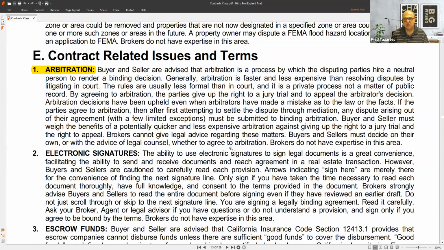Arbitration. Arbitration is part of the contract. Mediation is optional. Arbitration basically is a step before you go to court. You're in front of an arbitrator. You both argue your cases. You present your facts. And then they make a ruling, and usually it is a binding arbitration.